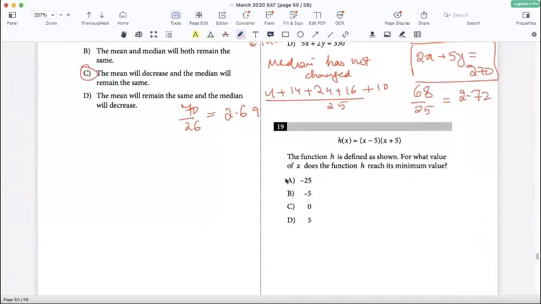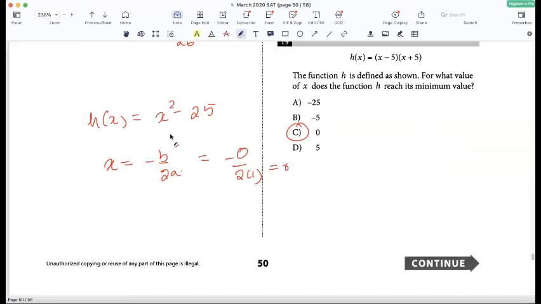The function h is defined as shown. For what value of x does the function h reach its minimum value? Okay, so h of x is x square minus 25, x minus 5 into x plus 5. So for the minimum value, x will be minus b by 2a. So the value of b here is 0. So minus 0 by 2 into 1. So that's 0. So the answer is C.